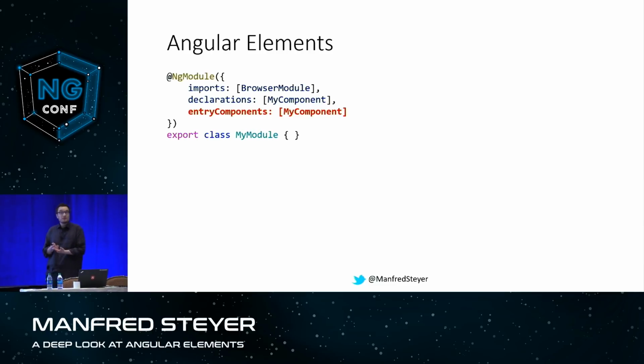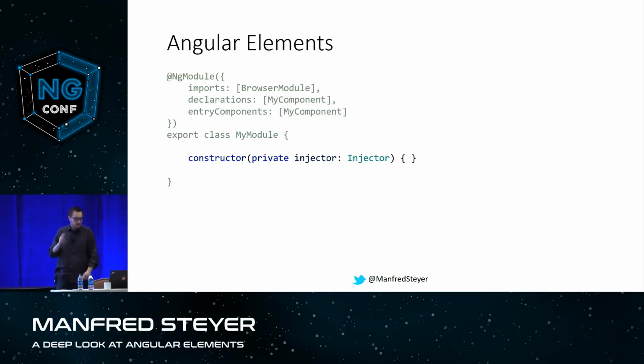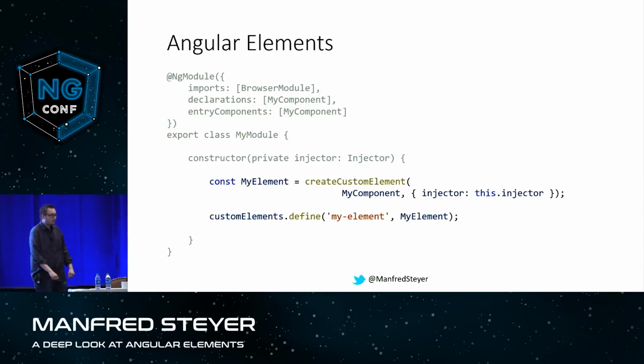In addition to that, you need some wrapping code. And this wrapping code can be placed everywhere. You can place it in the startup file of your application, in the main.ts, for instance. You can place it within a component. You can place it within a service. Here I'm just placing it within my module. For this, my module gets a constructor, and within the constructor I'm calling those two lines of code.